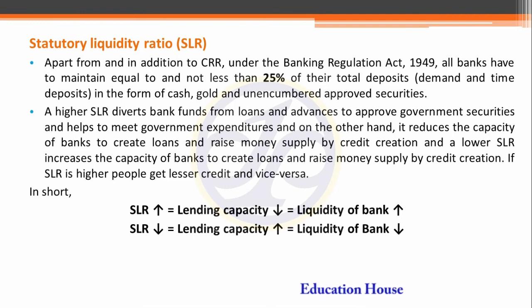When in the market the statutory liquidity ratio rises, at that time the lending capacity of banks reduces and banks become more liquid, liquid in the sense that more cash flow can be generated by the bank. But whenever the SLR reduces, the banking lending capacity increases and lower liquidity is seen. In this way, the statutory liquidity ratio controls the position of the bank's liquidity.